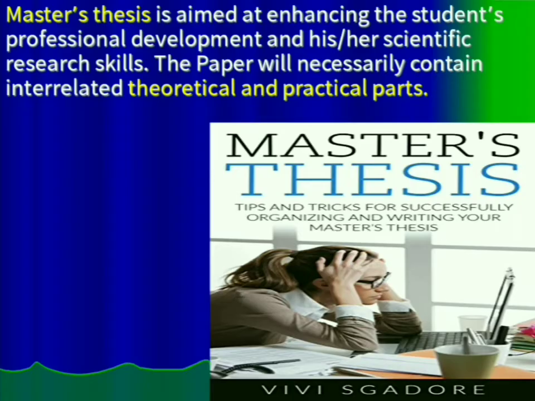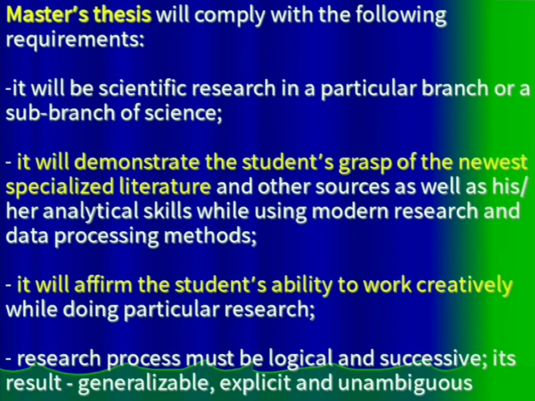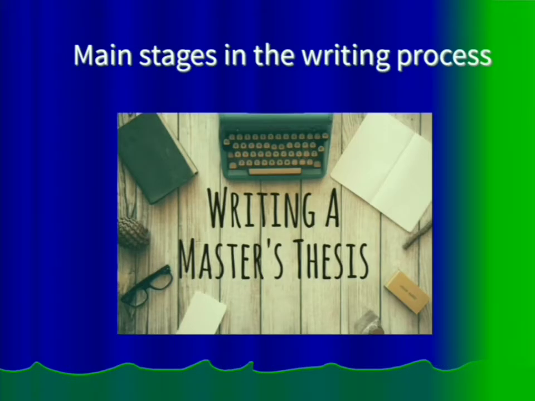When we speak about the master's thesis, we can say the following. It is about the student's professional development and his or her scientific research skills. It also consists of theoretical and practical parts. It will demonstrate the student's grasp of the newest specialized literature, and of course, it will display the student's writing skills. Now, let's move to the main stages in the writing process. So we talked about the different types of writings: report, business plan, master's thesis, and bachelor's thesis. Now we're going to talk about the main steps of a writing process.